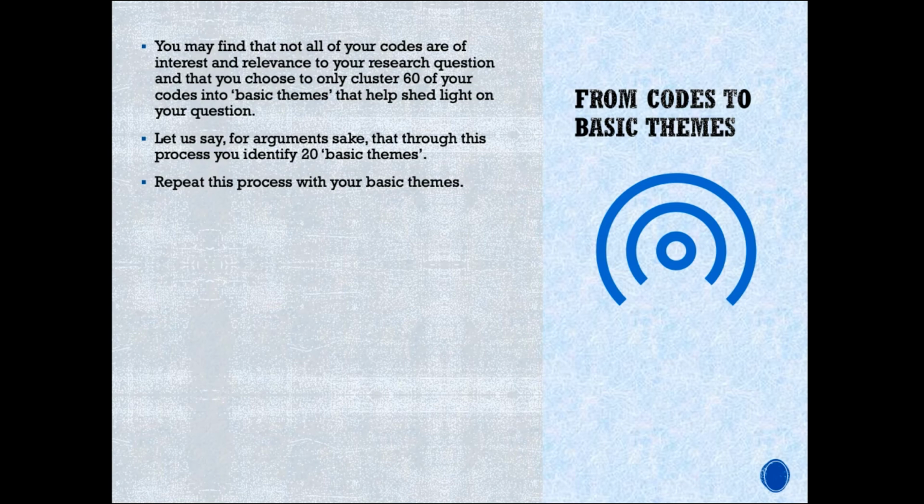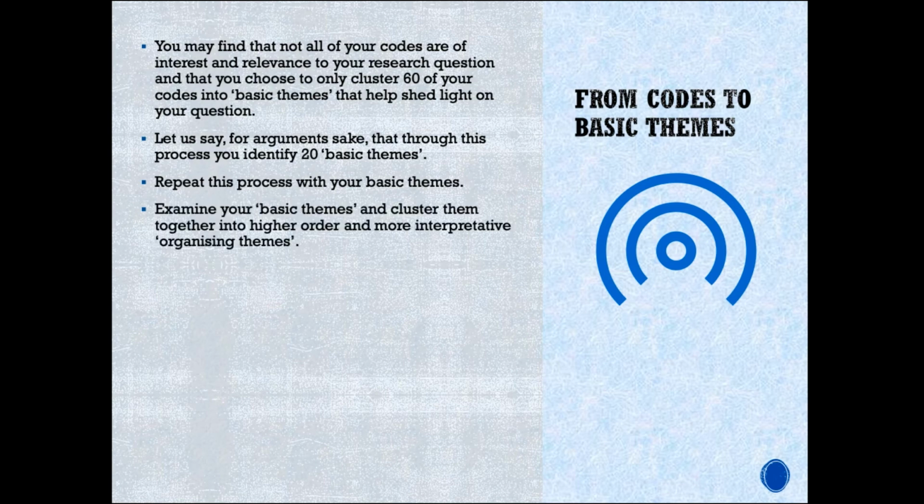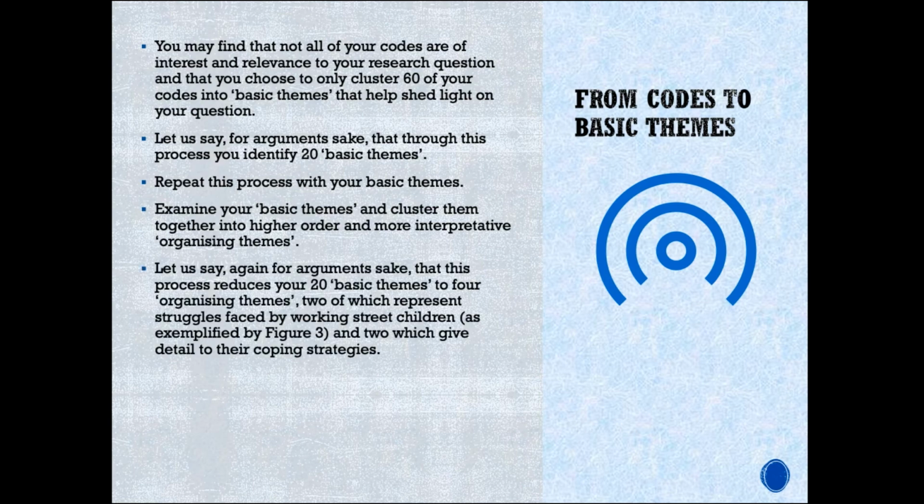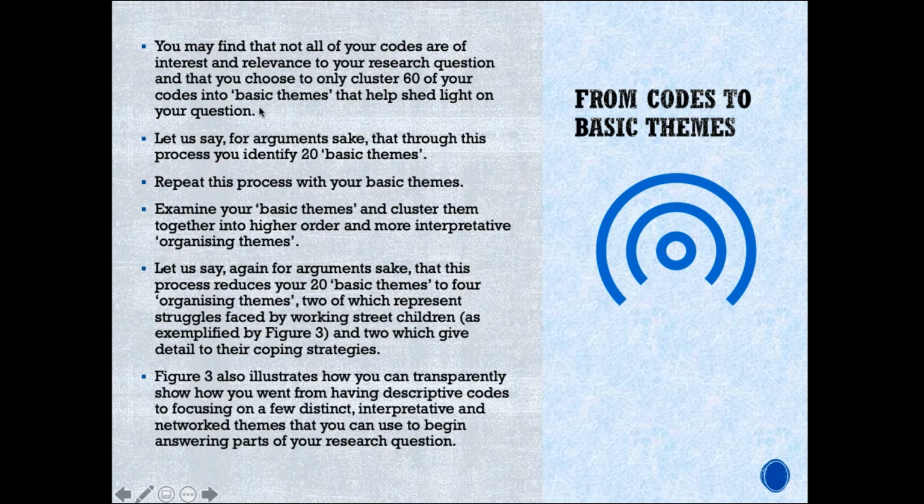Repeat this process with your basic themes. Examine your basic themes and cluster them together into a higher-order and more interpretive organizing theme. Let's say, again for argument's sake, that in this process you use your 20 basic themes to form only four organizing themes, two of which represent struggles faced by working street children, as examined in picture 3, and two which give details on their coping strategies, how they cope.